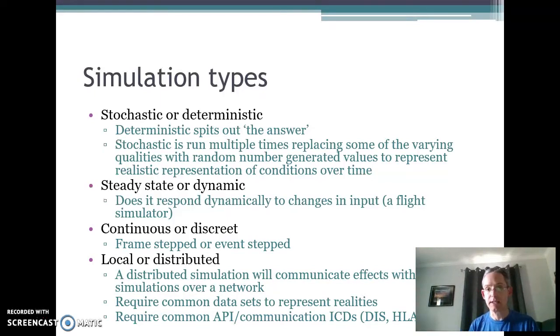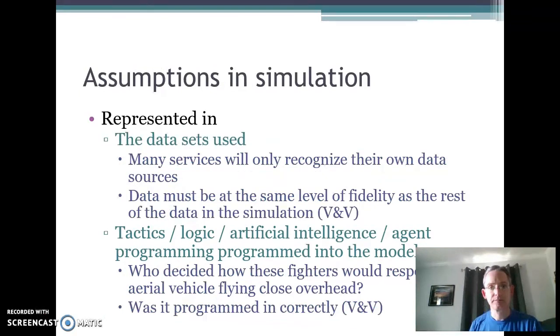The trick there is making sure that everything operates with the same sort of level of fidelity so that you're getting some answers that actually make sense. There's assumptions too. The data sets that you used. Keep in mind in security, you're going to have a lot of different customers that only recognize their own data set. And it all has to be the same sort of level of fidelity, right? Don't make a really complicated weapon model and a not complicated aircraft model and put them together. It won't make any sense.